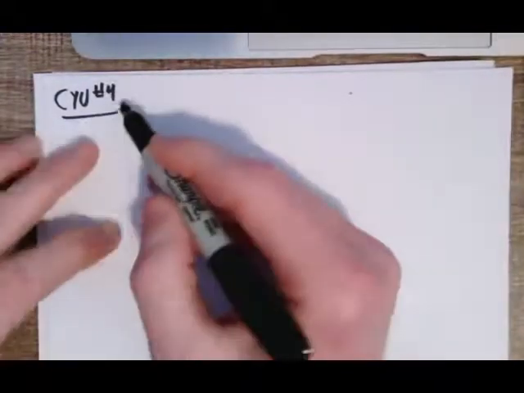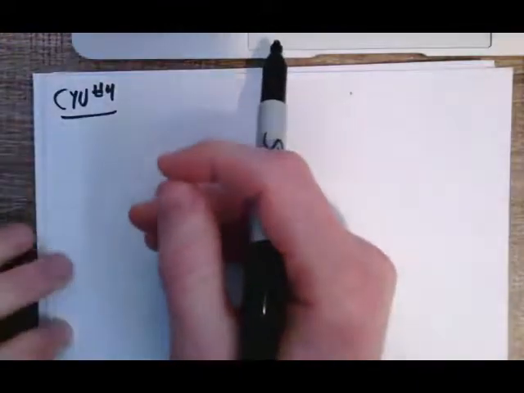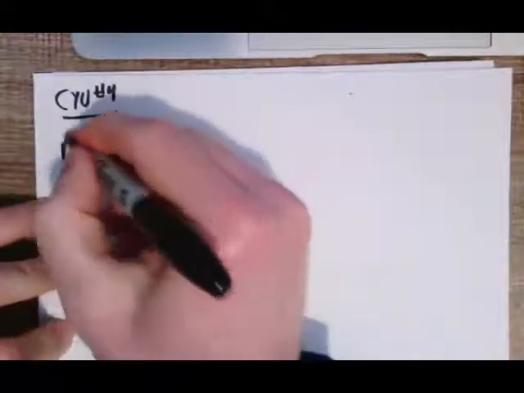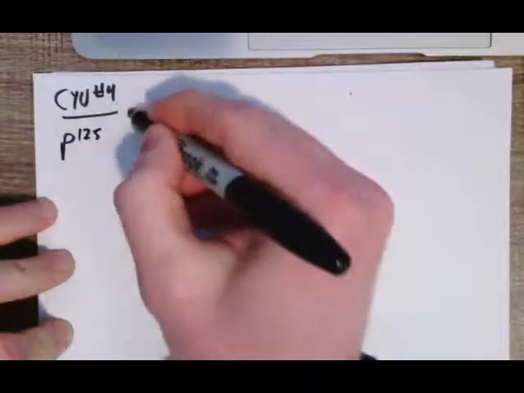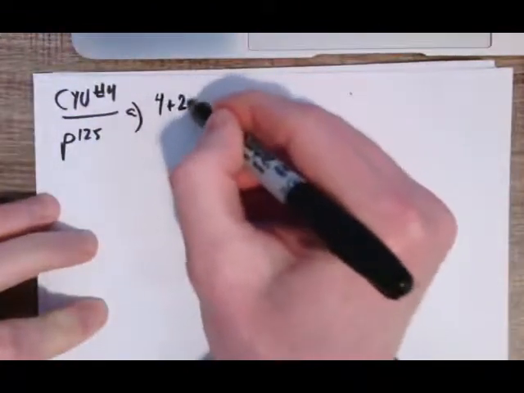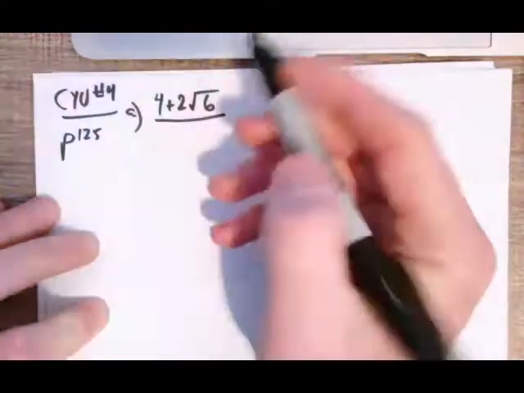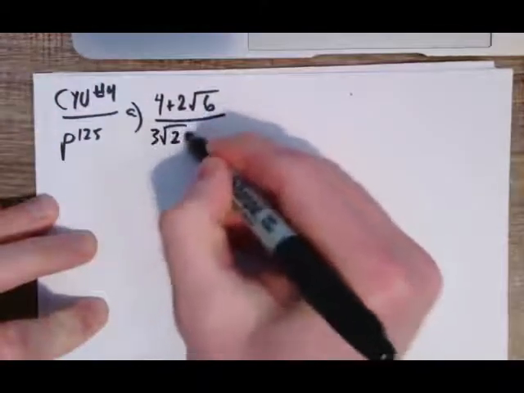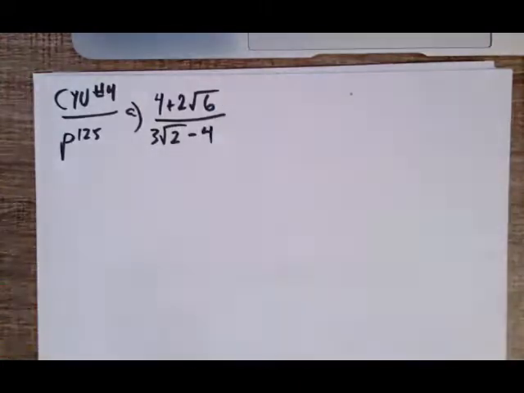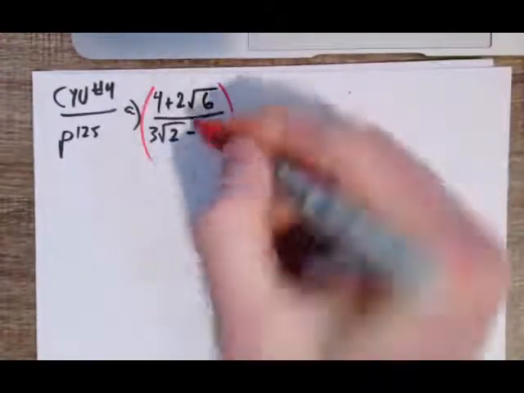All right. Okay. Number 4. This is A. This is page 125. 4 plus 2 root 6 over 3 root 2 minus 4. All right. So if we're going to rationalize the denominator, we need to multiply it by its conjugate.